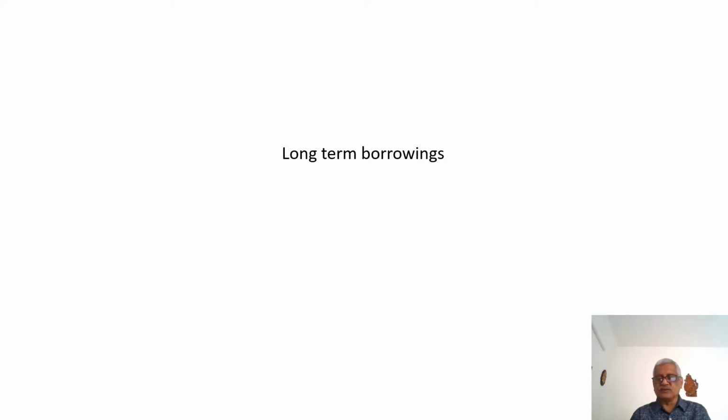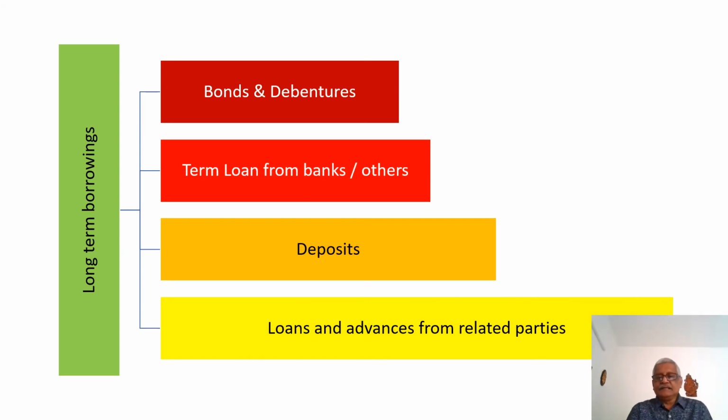Let us now go to the first item, the long-term borrowings. The long-term borrowings can further be classified as: the company issuing bonds and debentures and raising funds which are long-term in nature. Second is the term loan the company avails either from a bank or from others. Others could be a financial institution or a non-banking finance company, etc. The third is the deposits the company collects either from the public or from the distributors, etc.